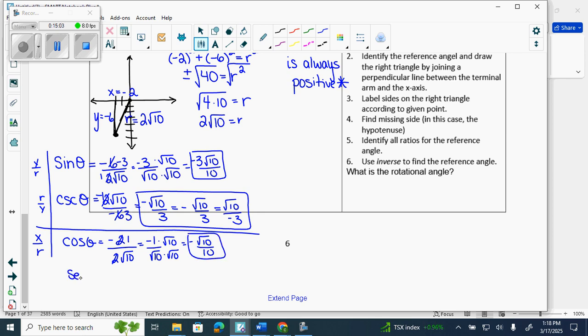Secant is its bestie. Secant theta. Make sure you have thetas. There's some people who try and get through the entire unit test without using a theta. That is not a good thing. That is a whole lot of lost marks. So secant theta is the flip of that. So rice extra. So we're going to get 2 root 10 over negative 2. The 2's cancel and the negative will come up and it will be negative root 10.